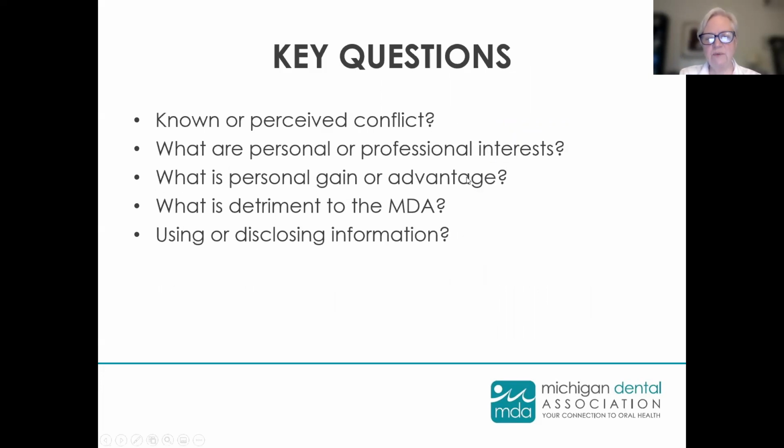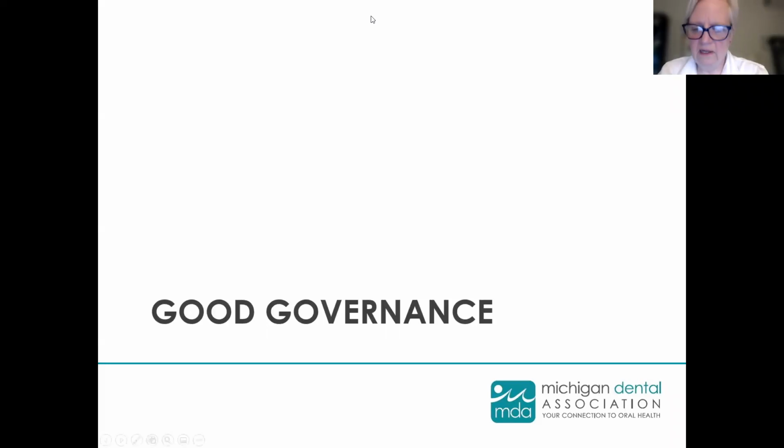The key questions that you would ask when you're signing is, do I have a conflict, or is there any relationship that I have that could be considered a conflict? What are my personal and professional interests? What is personal gain or advantage, detriment to the MDA, or using or disclosing information? So hopefully these are all pretty clear. My only message on this would be, remember that it's not only just about money. So let's pause here. We are about 40 minutes in to our overview tonight, and I'm going to go ahead and talk a little bit next about good governance.